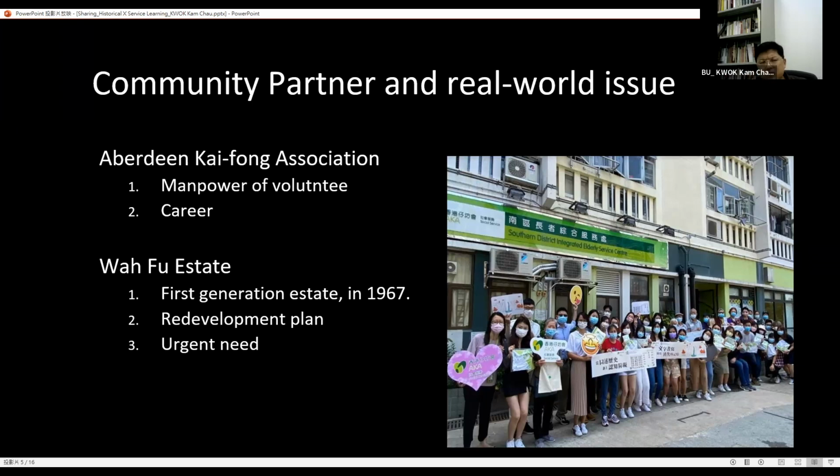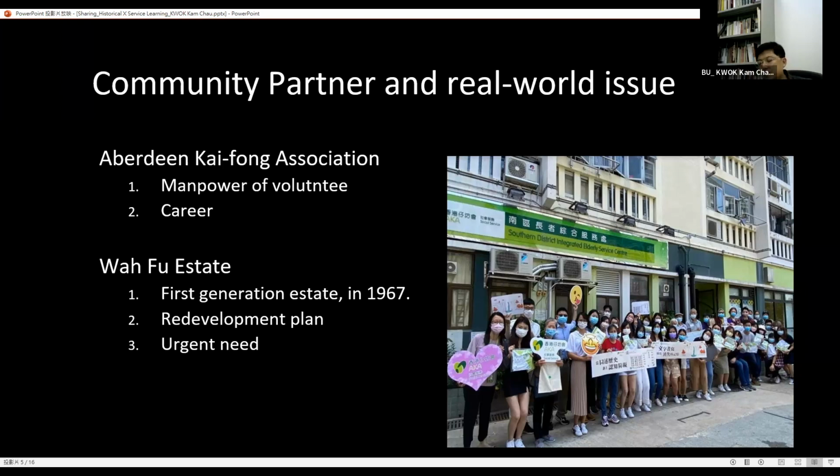The first phase will start in 2024. Yeah, we still have 1 or 2 years. As such, it's urgent for students to capture and preserve its history.